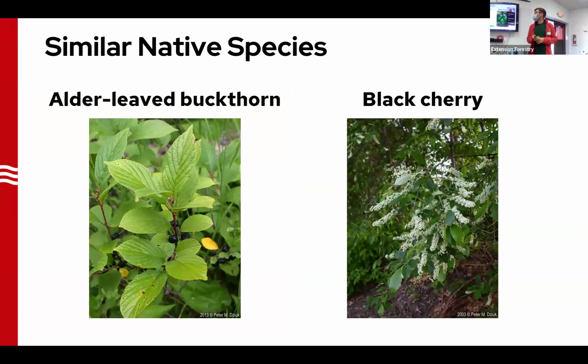Similar native species: if we're working in wetland settings in northern Wisconsin, we might see alder-leaved buckthorn. This is going to be a lot smaller than the invasive buckthorn. It is a native buckthorn. Black cherry, when it's small, can also be easily misidentified as common buckthorn. But I like to look for those fungus-like growths that appear on the branches of black cherry. That's a really good way to identify it over common buckthorn.